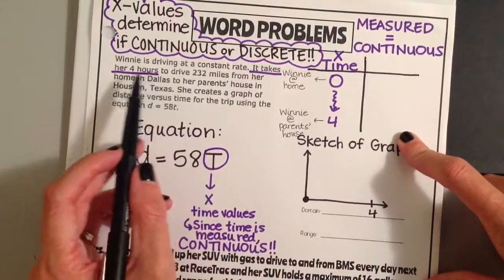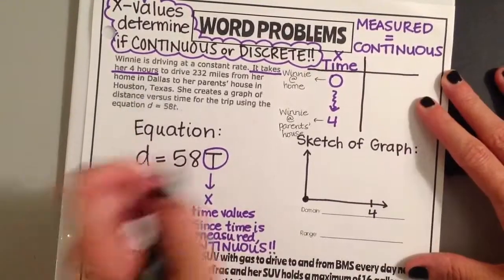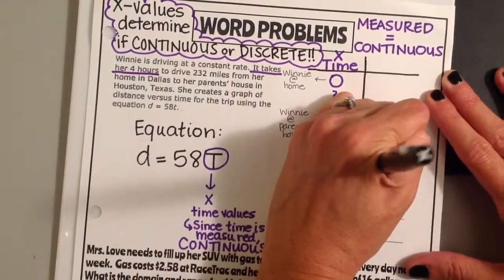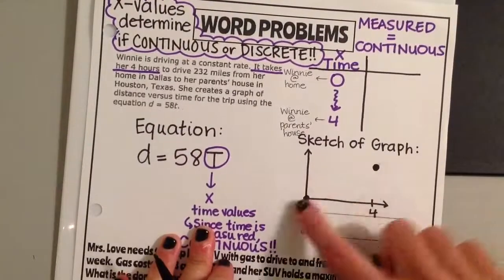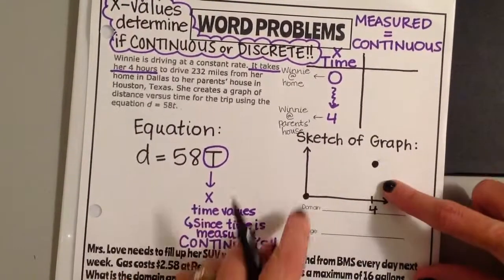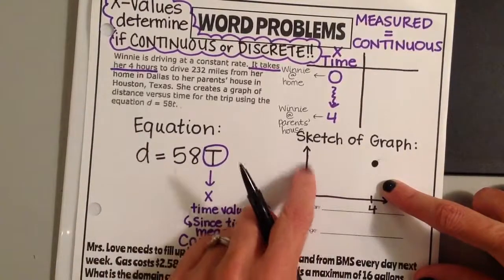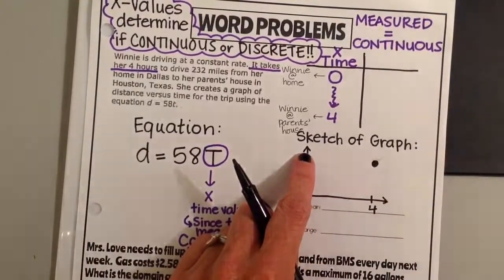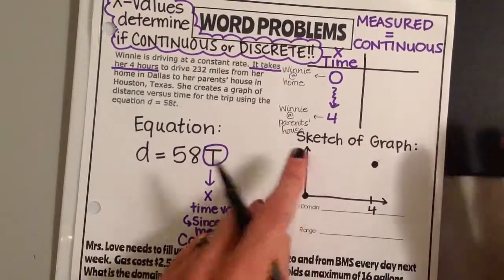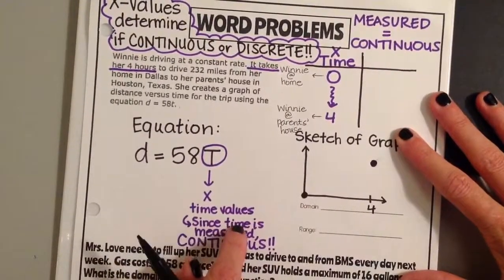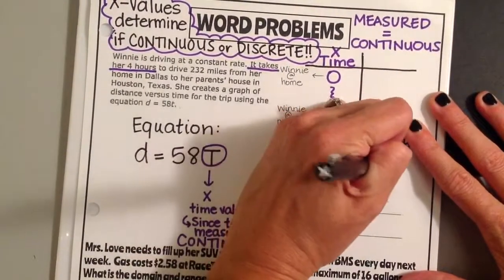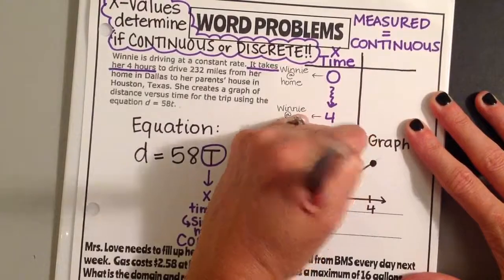It did not say it takes her less than 4 hours. So I am going to include 4. I need a closed point. And the reason why I put my points kind of going up is because as she drives, as the time passes, her mileage is going to increase. She's driving further away from her house. So because I am measuring time, it's continuous, and I have to connect my points.